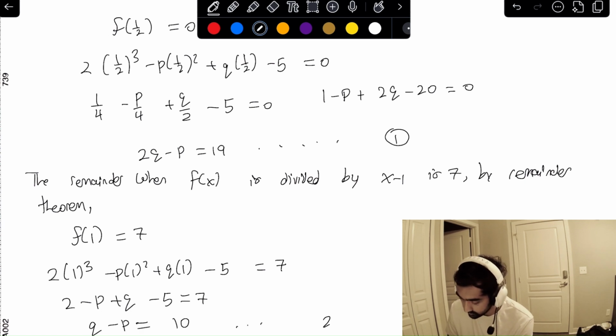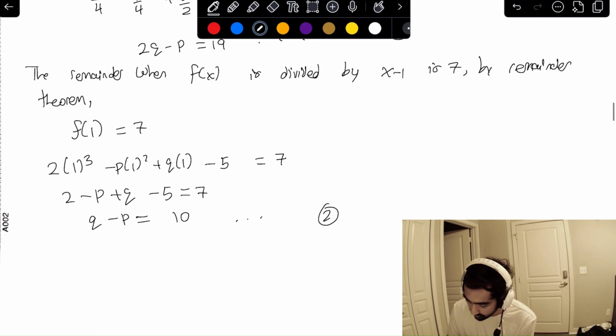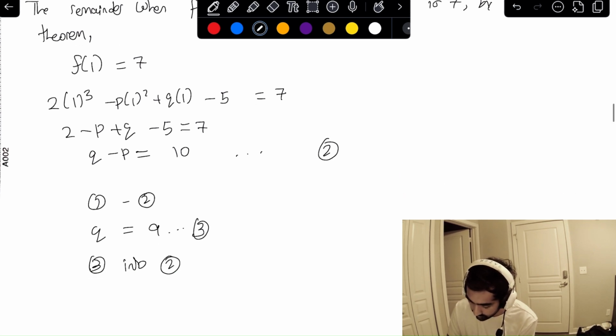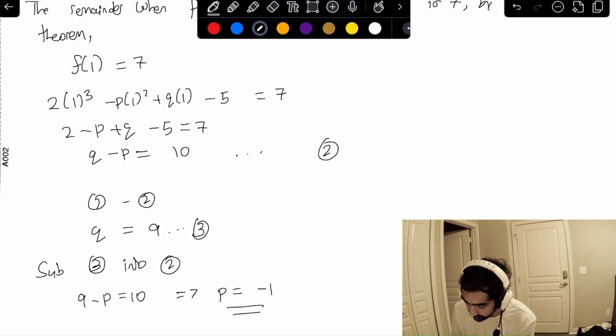This is equation 2. So you have two equations. You can solve them simultaneously however you want. The way I would do it is 1 minus 2. That just gives me q on the left-hand side, equal to 9. Then if we call this 3, if I substitute 3 into 2, I get 9 minus p is equal to 10. Therefore, p is equal to minus 1. So those are my two values for p and q.